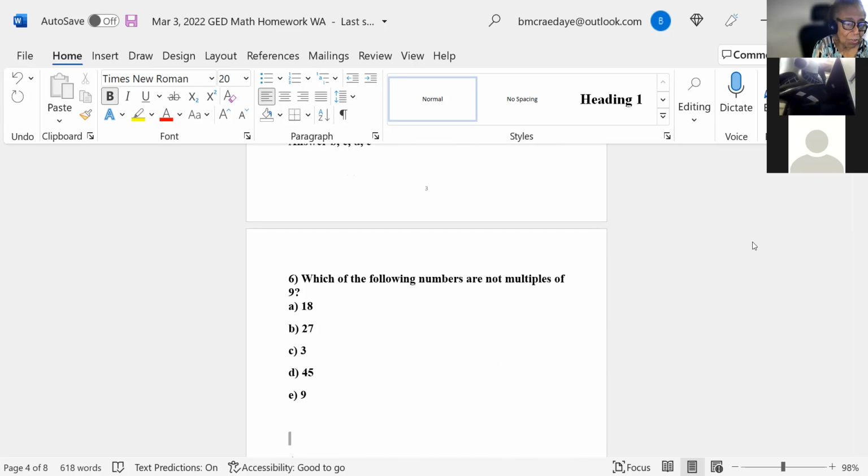Now, this one you could also do without having to actually find the least common multiple, right? Okay, so which of these numbers are not multiples of 9? What are the multiples of 9? 9 times 1 is what? 9. What's the next one?